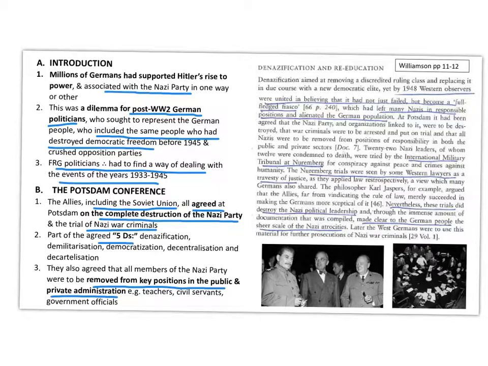Now, if you look to the right of this page, I've given you a scan from Williamson, pages 11 to 12, and there's information there about the trial of leading Nazis for war crimes at Nuremberg, the Nuremberg trials. So pause this video at this point and just pull out a few key points. I've highlighted for you some of the key points, but pull those out and add those to your notes.